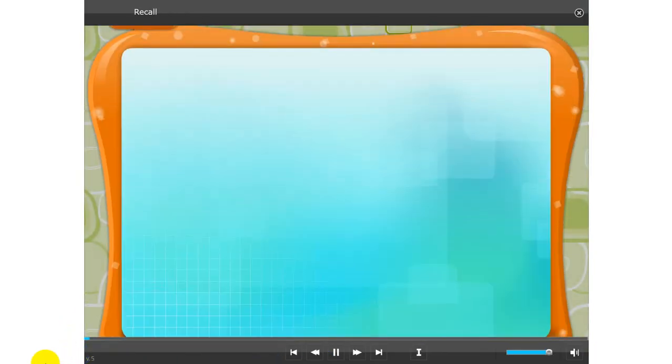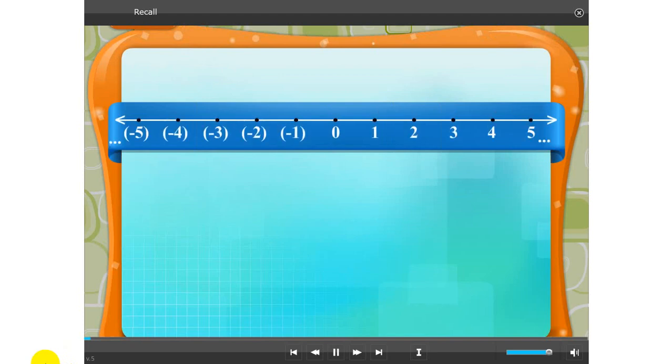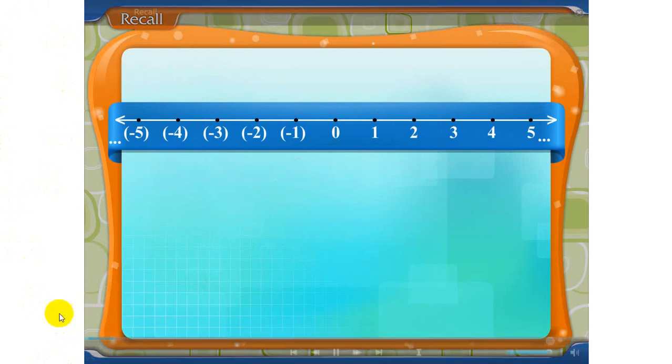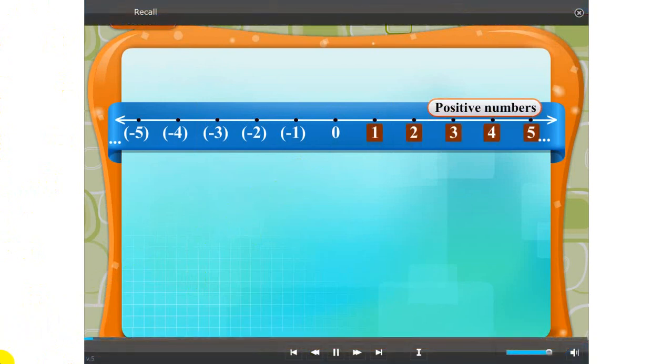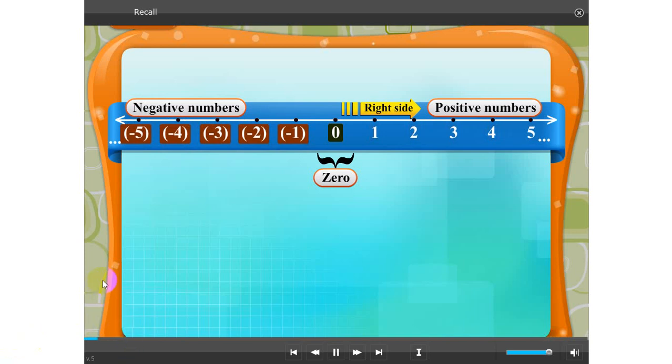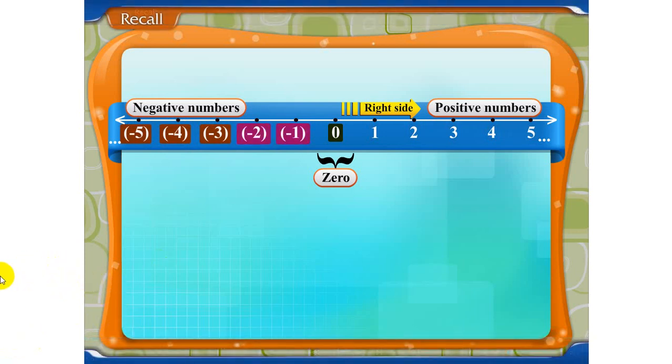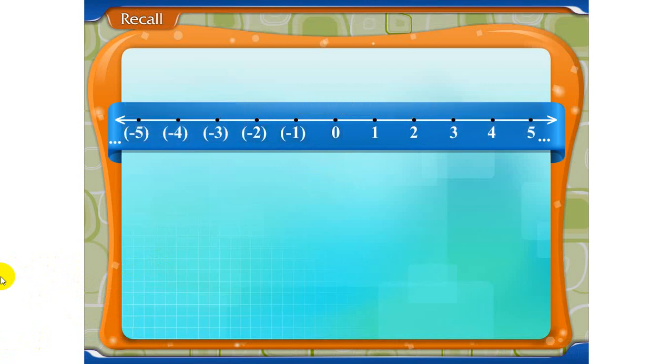Recall. We know how to represent integers on a number line. We know that on a number line, positive numbers 1, 2, 3, 4, etc. are on the right side of 0, and negative numbers -1, -2, -3, etc. are on the left side of 0. Some integers are marked on the number line as shown here.